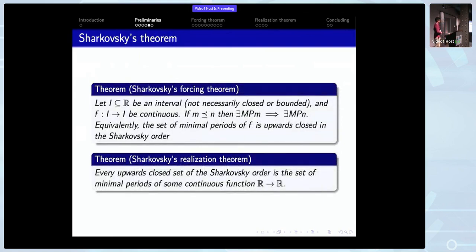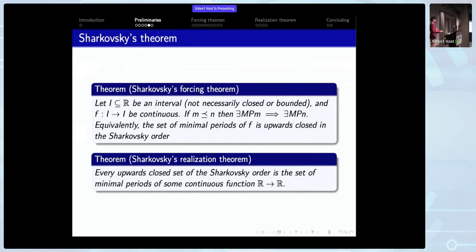So I'm going to call the forward direction the forcing theorem. That's what it's sometimes called in literature, because some periods force other periods. And the converse, the realization theorem. This says that if I take an upwards closed set of the Sharkovsky order, then it will be the set of minimal periods of some continuous function. So as you can see, this is the exact converse of the line I've written for the forcing theorem. So it's that if I have an upwards closed set, then there is some function which realizes that as its set of minimal periods. And if I have some function, then the set of minimal periods is upwards closed.